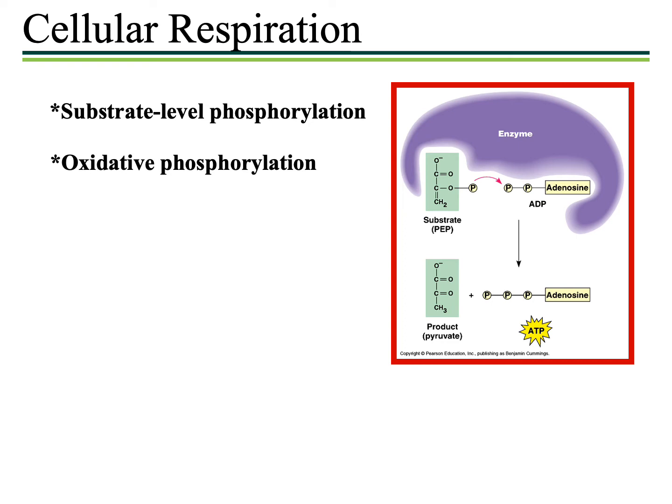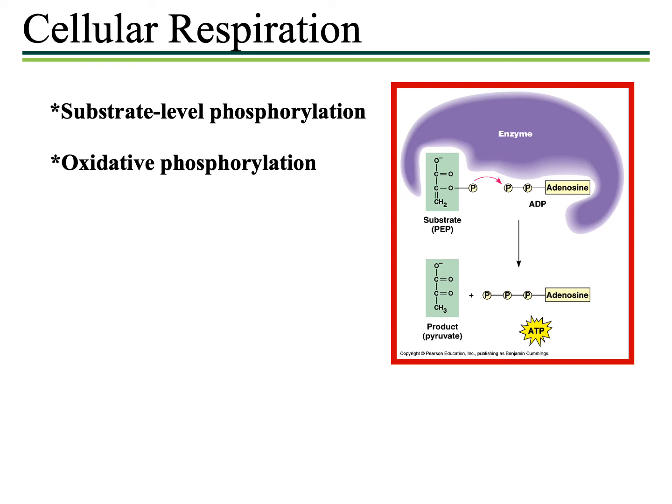So remember that cyclic process we talked about in the last lecture where ATP has a great deal of energy, but once the phosphate group is removed, it becomes ADP. ADP can be converted back into ATP by adding a phosphate group back on. Substrate level phosphorylation is the mechanism that does just that. It takes a phosphate group from one substrate, adds it to ADP to produce ATP. This is a direct synthesis of ATP.